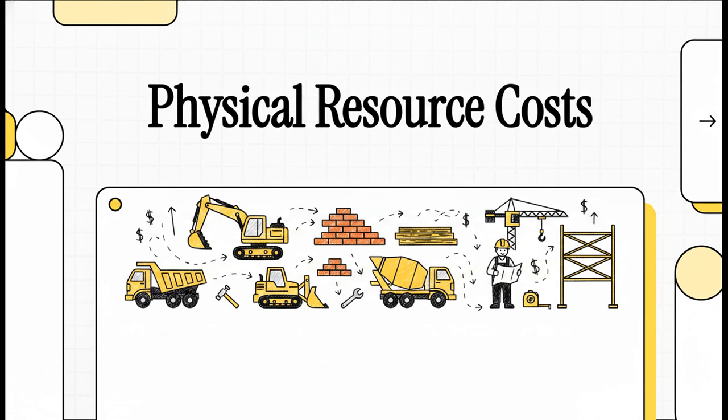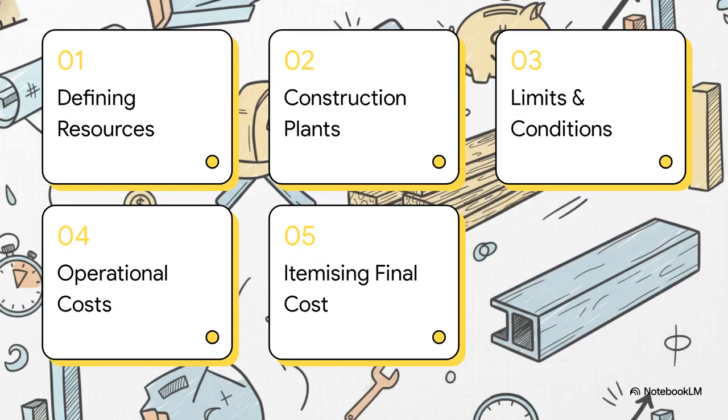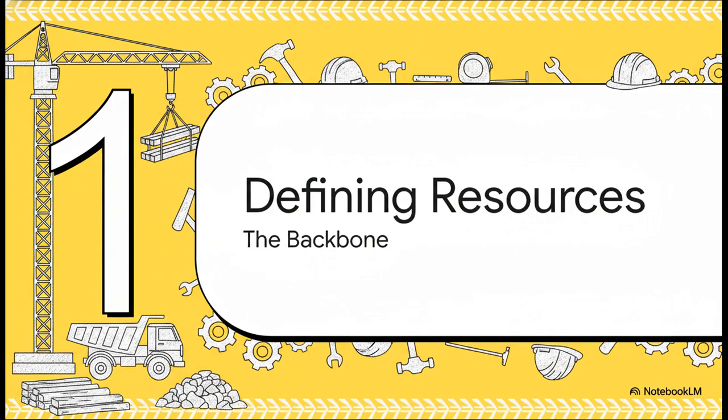Let's get into it. Here is our roadmap for today. We've got 1. Defining physical resources. 2. Exploring construction plans. 3. Limitations and conditions. 4. Tracking operational costs. And finally, 5. Itemizing the final cost. Let's jump right in. Section 1.